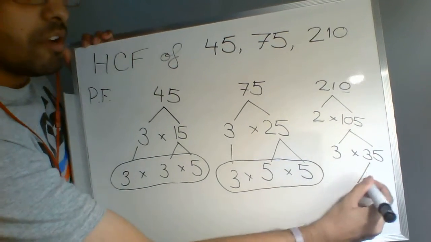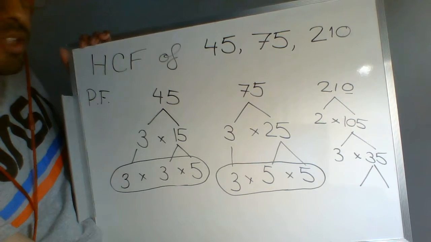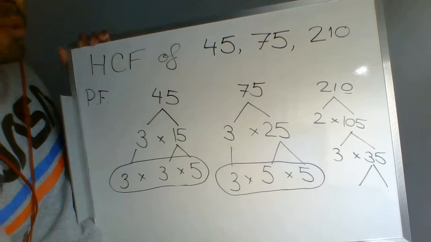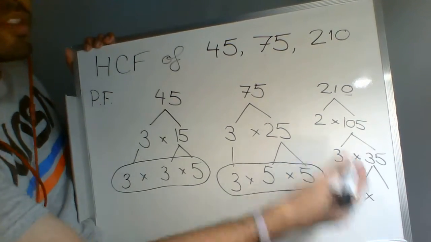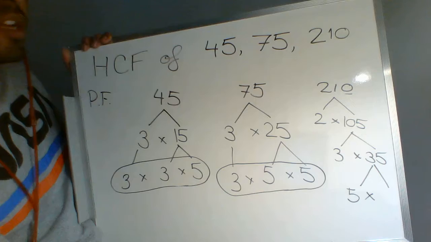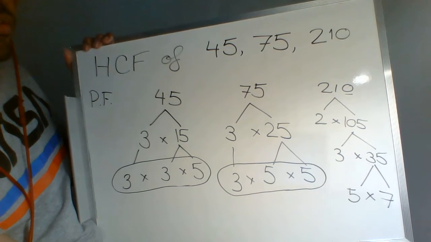Alright, now with this 35, we can break this up one more time. It's not divisible by 2, it's not divisible by 3, but it is divisible by 5. So we can put a 5 here. 5 times what is going to give us 35? If you practice your timetables, you get that 5 times 7 gives you 35.